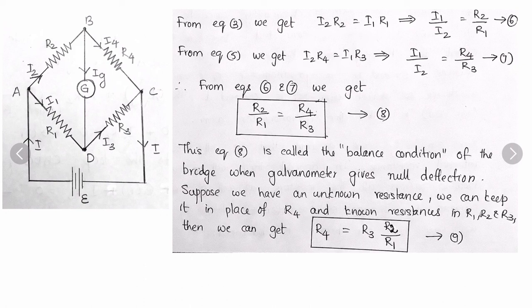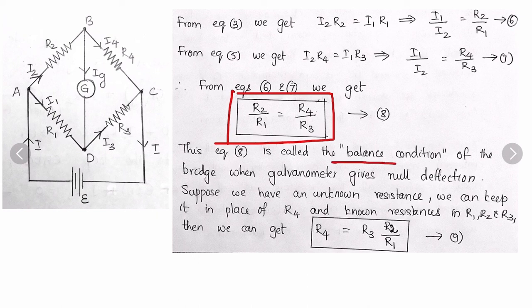Now if you observe equations 6 and 7, both of them have the same left side, I1 by I2. So we can equate the right hand side. Therefore, equating the right hand side, you will get R2 by R1 is equal to R4 by R3. Very important.